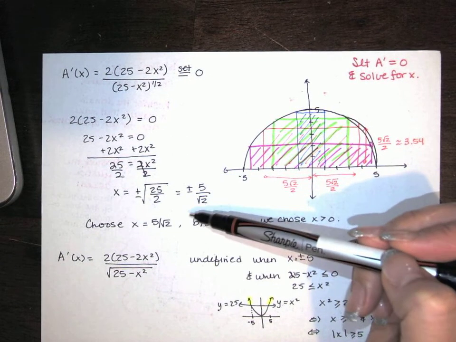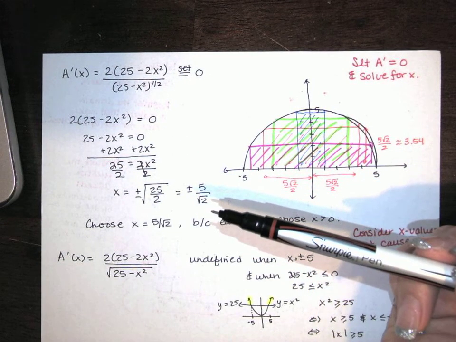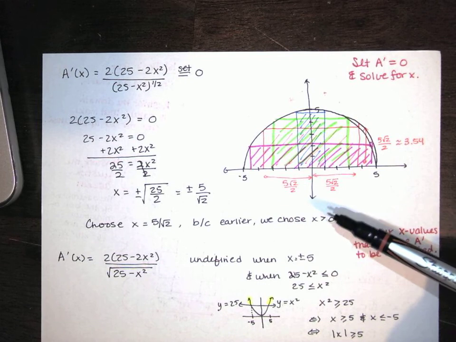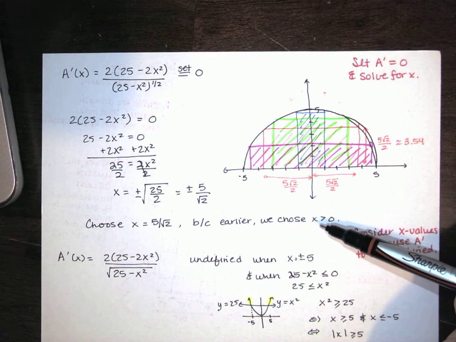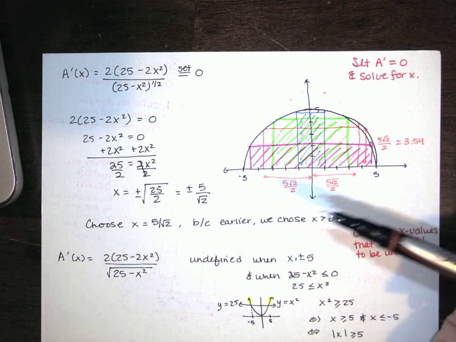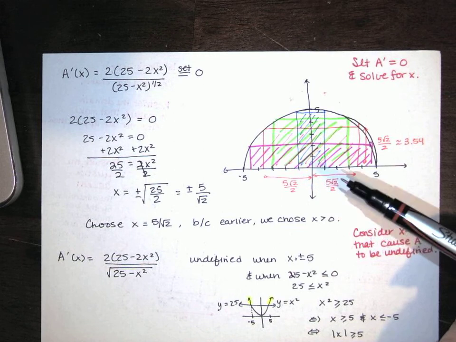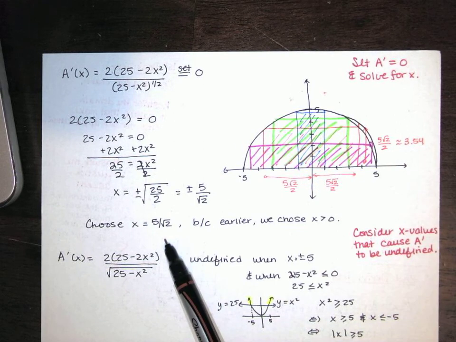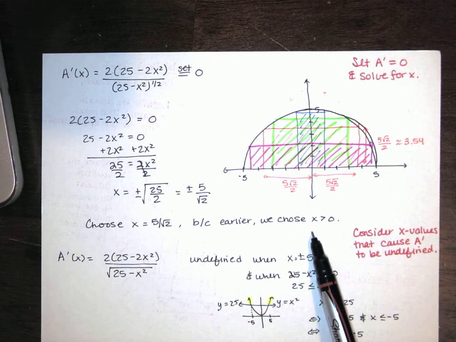Then you only keep the x values that make sense in your problem. We made an initial assumption that x was going to be positive, so that we could represent our length as 2x. So I just kept the positive x value because of my assumption from earlier.